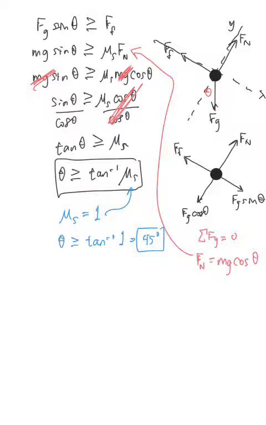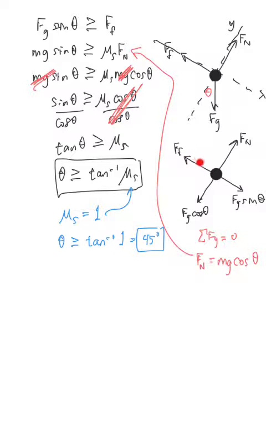Part D. The crate begins sliding when it reaches the maximum angle determined in Part C. So as it slides down the incline, does the speed of the crate increase, decrease, or remain the same? Right before it started sliding, this force, that component of gravity, was balanced out with this force, the static frictional force.